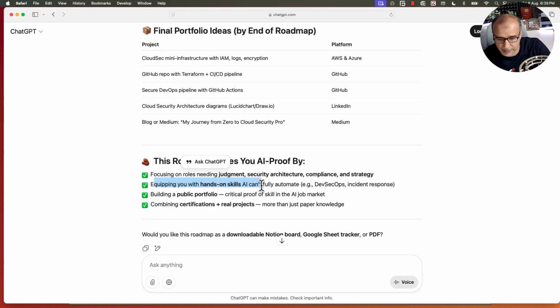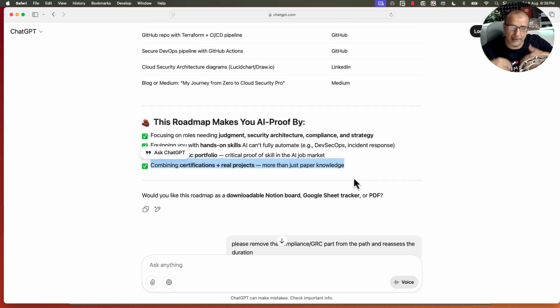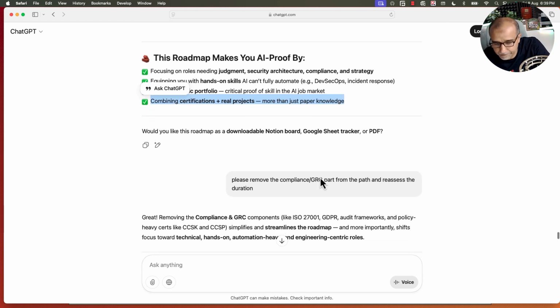It equips you with hands-on skills AI can't fully automate, like DevSecOps and incident response, and building a public portfolio, critical proof of skill in the AI job market, and combining certificates and real projects, more than just paper knowledge. Of course, you can take it to the second level into AI security as well.